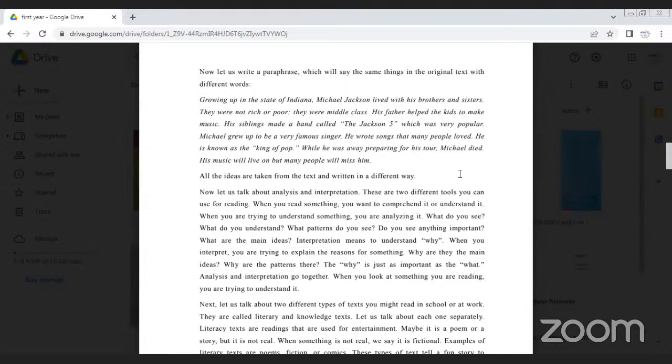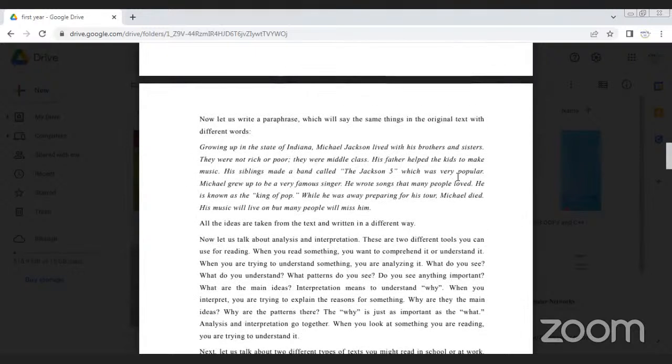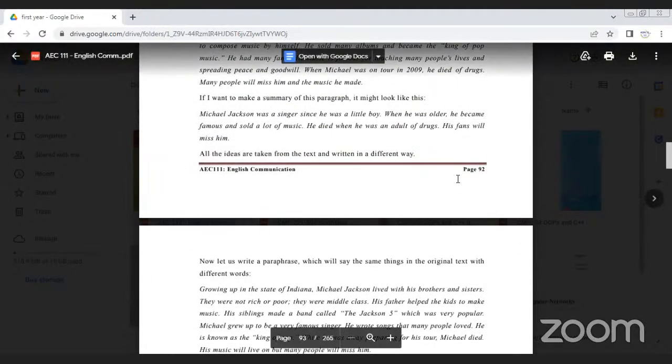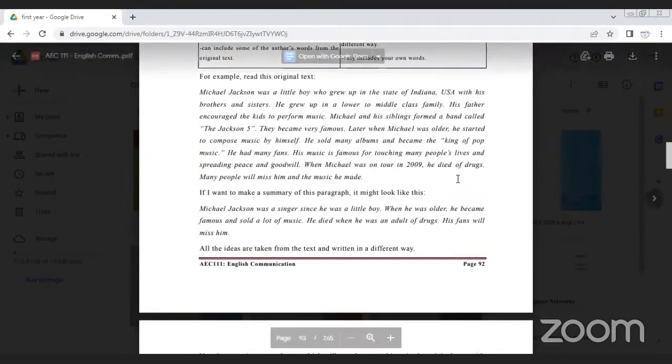While he was away preparing for his tour, Michael died. His music lives on, but many people will miss him. Students, in this way, you have to write down a paraphrase of this given paragraph. And above, we saw how to write summary writing.